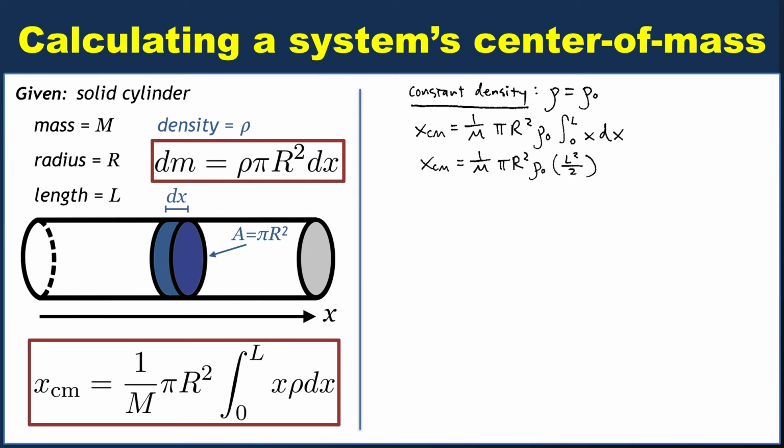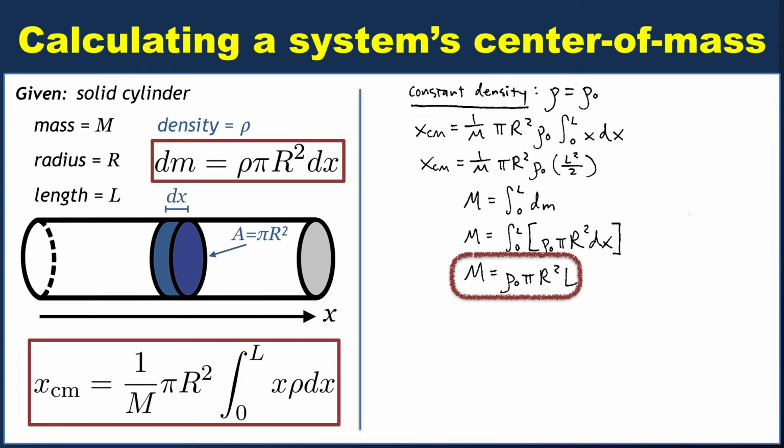Now we can simplify this expression considerably if we realize that the total mass big M is just the integral from 0 to L of dm. So we substitute in our expression for dm, using ρ0, that means that we can pull out all of those constants and we'll just have the integral from 0 to L of dx, which is just L. So the total mass is ρ0 pi r squared L.